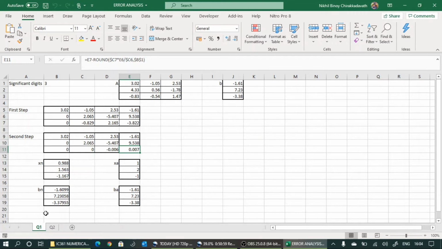First, how to avoid this problem, and second, what is the reason? Already we discussed the reason. The reason is a very small diagonal value. Okay, so how to avoid it? Increase the number of significant digits. So I am going to increase the number of significant digits.